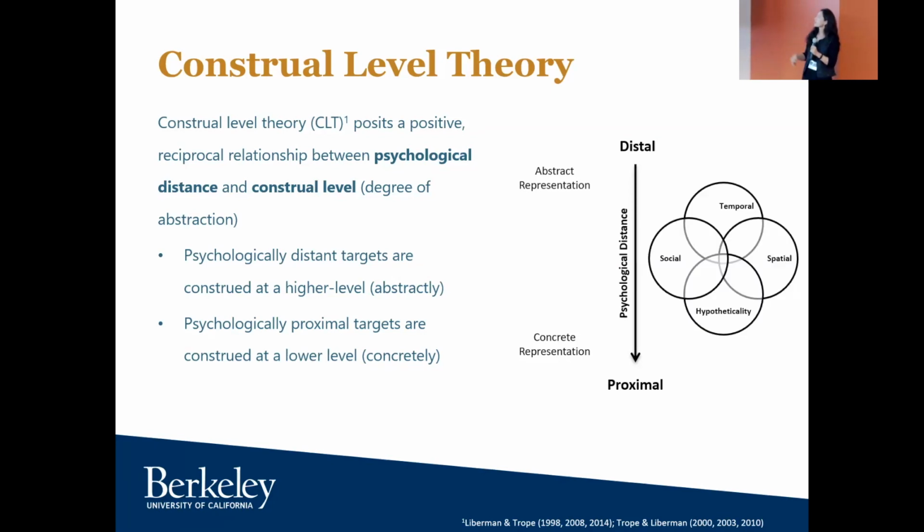There are 4 subdimensions of the theory. Temporal, so this is when something happens. Spatial is where something happens, near versus far. Social is social distance, so how similar or dissimilar somebody is to you, a target. And hypotheticality is the most fuzzy one, which is about how likely something is to happen.